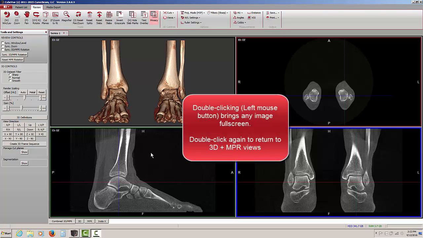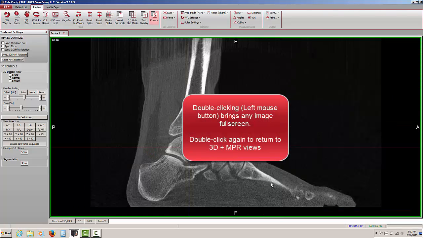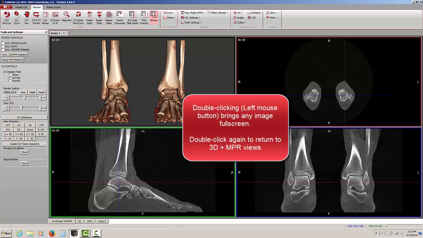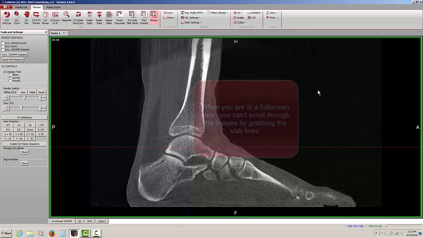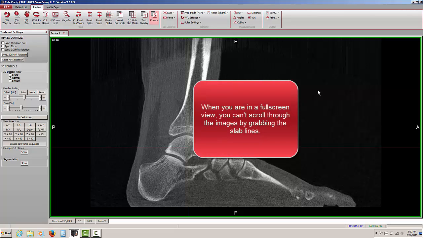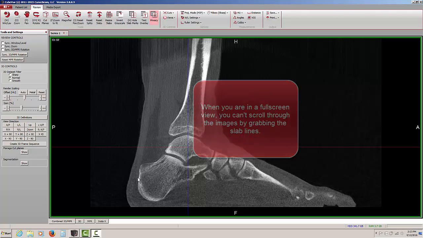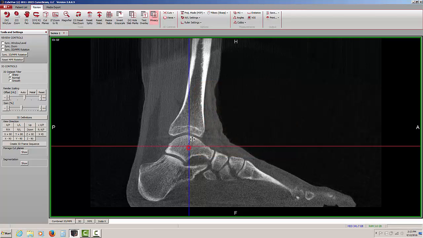Now I can double click on any image and it will bring it full screen. Double click again and it brings it back to four equally sized images. So double clicking, I can't grab the green line for the sagittal image because it's not present here. So how do I scroll through here if I can't grab the green line and move it? If I grab either one of these two lines and move it, I will be moving the corresponding images that are not visible, the red for axial and the blue for coronal.